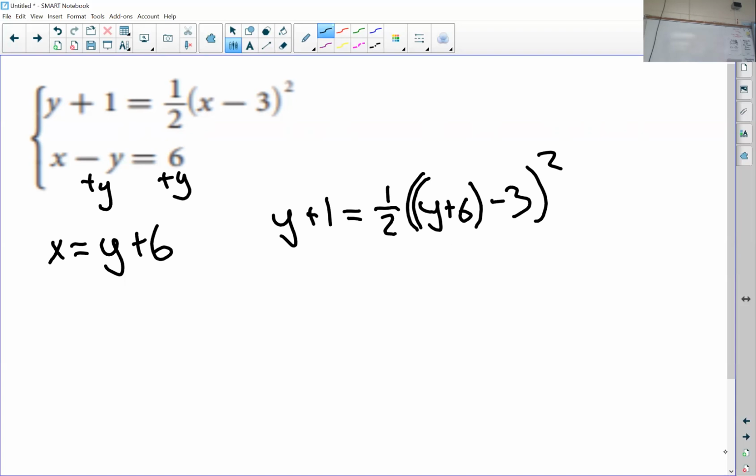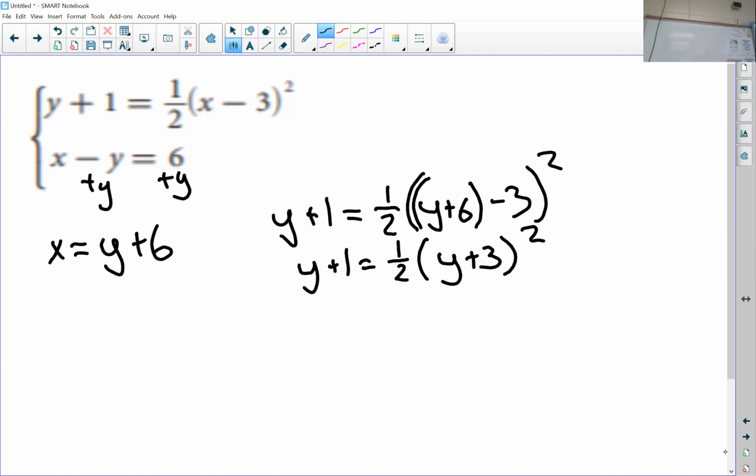What do you think there? Okay. What do I do next? Oh, I don't want to do that yet. Let's start on the inside of the parentheses, right? So I have y plus 6 minus 3. What's y plus 6 minus 3? Good job. Some of you knew that, you were just afraid you were wrong. So now, what do I do next?